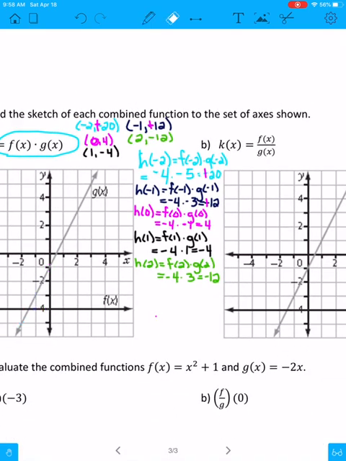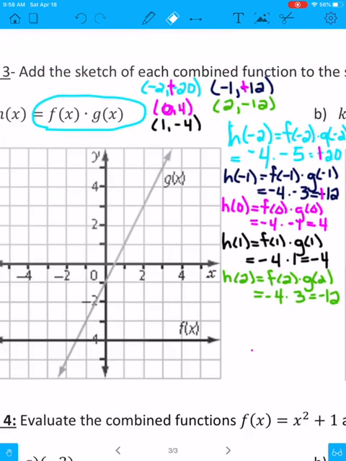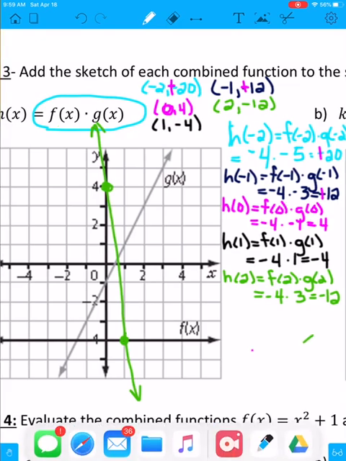So I'm going to go along and plot them. Negative 2 and positive 20, I can't plot. Negative 1 and 12, I can't plot. 0 and 4, I can. 2 and negative 12, I can't. 1 and negative 4, I can. And it's just a line, so I can actually just connect them. And there's your line. Pretend it's straight.